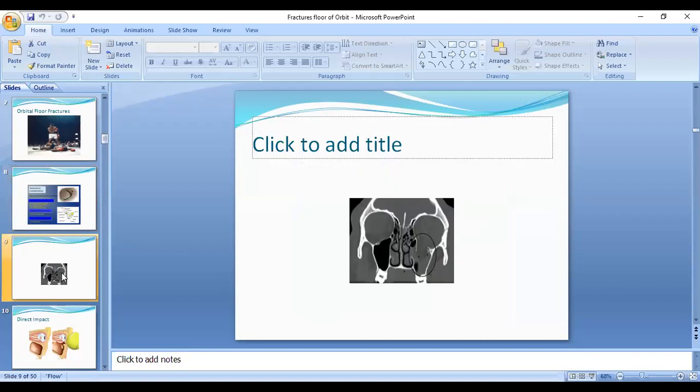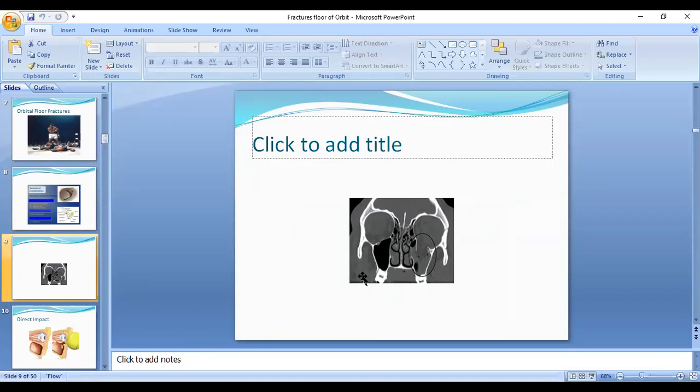Here is one picture, a slide of the coronal view of a CT scan. Here we can see the orbital floor is fractured and the orbital contents have entrapped into the maxillary sinus.